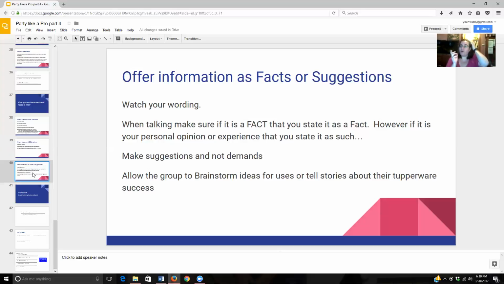So you don't ever want to say to somebody, so you have to get this or you have to get that or you just can't live without this, because they're going to turn around and be like, oh, yes, I can. All right, so you want to make suggestions.